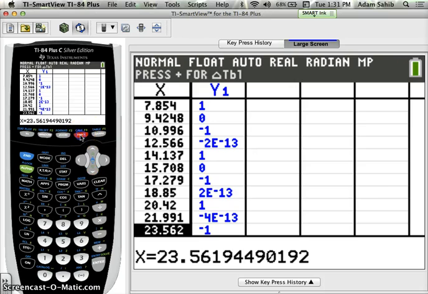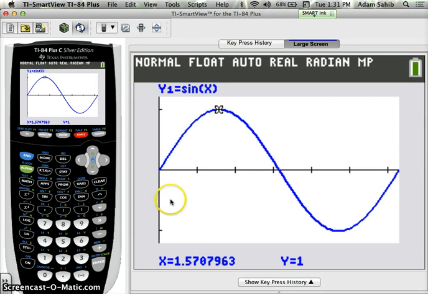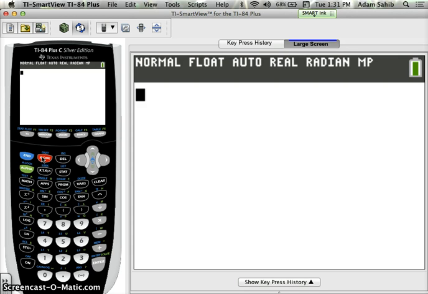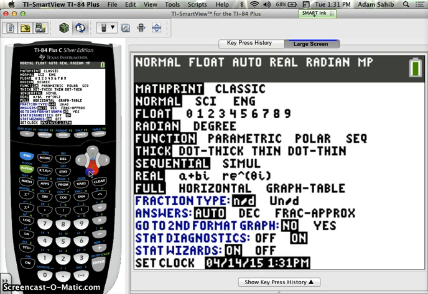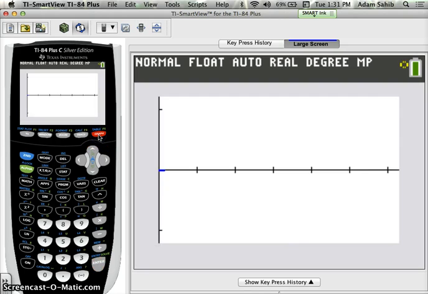Okay, so go back to here. You can trace anything, but does that make sense how to get it? Okay, something else that I need to make sure you understand is this. Let's say the question is, actually no, before that, we're going to change this mode to degree. Okay. Now let's go to graph and see what happens.